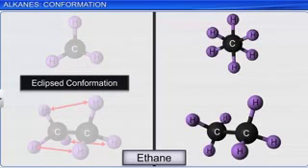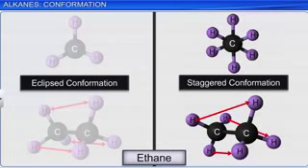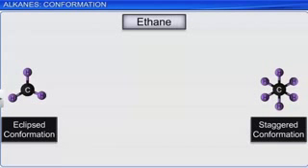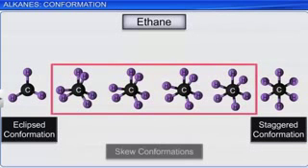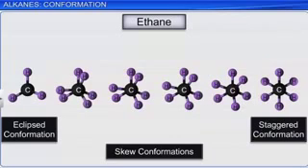The arrangement wherein the hydrogen atoms are far from each other, the three hydrogen atoms and carbon atom at the back are visible behind the three hydrogen atoms attached to the carbon atom in the front, giving the arrangement a neatly distributed look. And so the arrangement is known as staggered conformation. All the arrangements between the eclipsed and staggered positions are known as skew conformations.